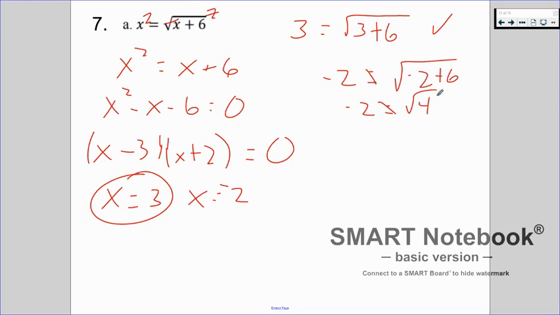When we have that square root symbol, the square root symbol means the positive root. So that is the positive square root of 4. So negative 2 does not work as that answer.